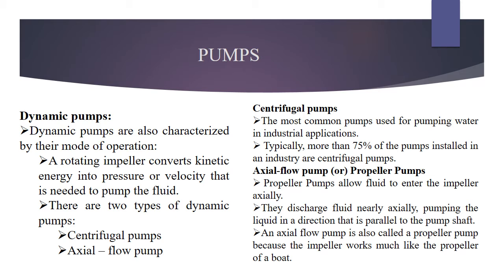The centrifugal pump is the most common. It is the most common pump used for pumping water in industrial applications. Typically, more than 75% of pumps installed in industry are centrifugal pumps. Axial flow or propeller pumps allow fluid to enter the impeller axially.